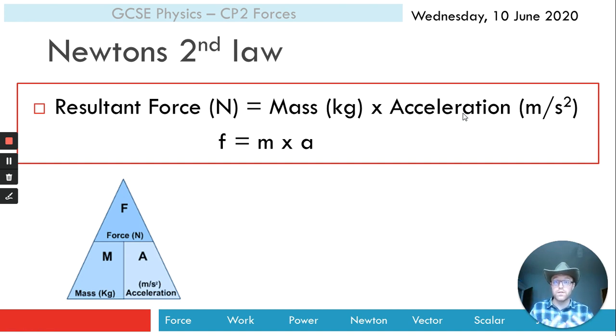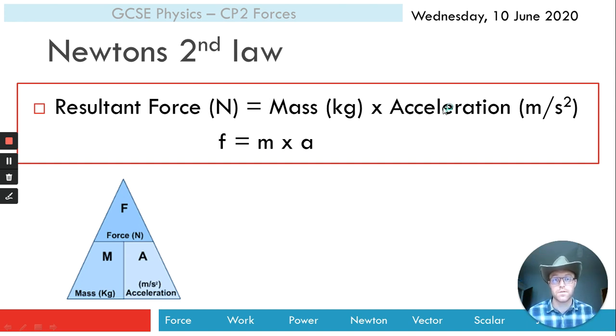Okay, putting that all together, we get force, or resultant force, in newtons is equal to the mass of an object in kilograms multiplied by the acceleration of the object in meters per second squared. F equals m times a. Force equals mass times acceleration. Okay, you can now write down that equation. This is Newton's second law.